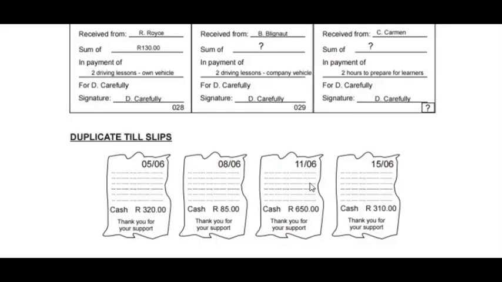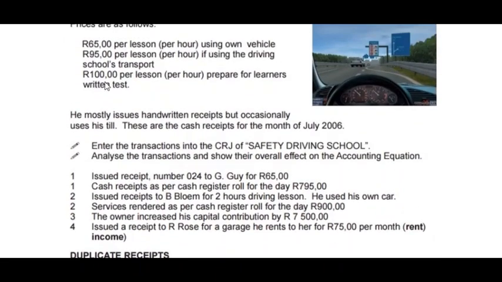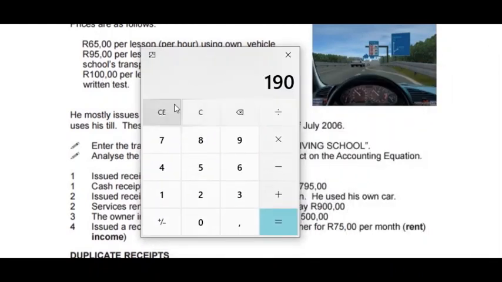The next one, we've got a till slip on the 11th, but we've got a receipt on the 9th, so we have to record this one first. From C. Carmen, we don't know how much she paid us, but it's 2 hours to prepare for her learners. Okay, and we know that it's 100 Rand per lesson to prepare for a learner's written test. Therefore, 100 times 2, very easy, is 200 Rand.